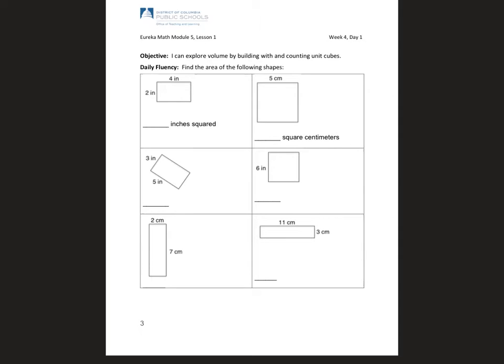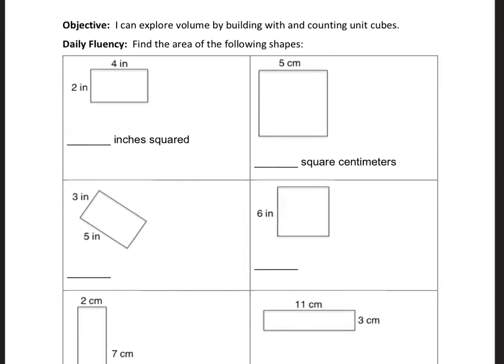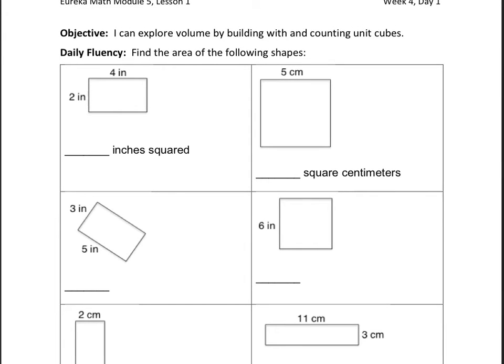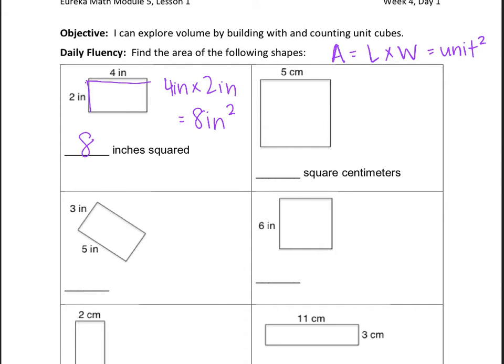So our objective for today is I can explore volume by building with and counting unit cubes. This is just a review. Finding the area: remember, you find the area using the formula area equals length times width, and your answer is going to be in squared units, whatever your unit is. Here, we have a length of 4 inches and a width of 2 inches. So 4 inches times 2 inches gives us 8 square inches. They already wrote inches squared there, so you just have to write the number, which is 8.